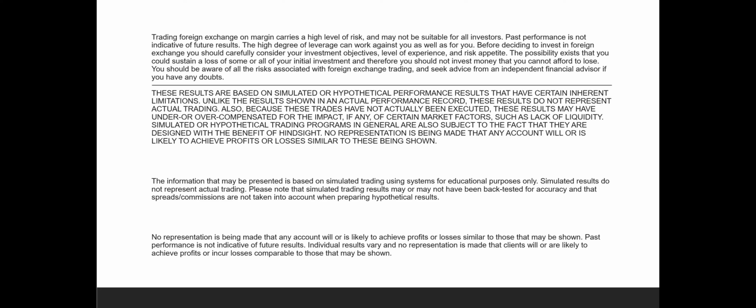So with that being said, guys, let's take a look at the charts and see exactly how this system works. We'll look for the indicators and then we'll just measure and see exactly what happened today.